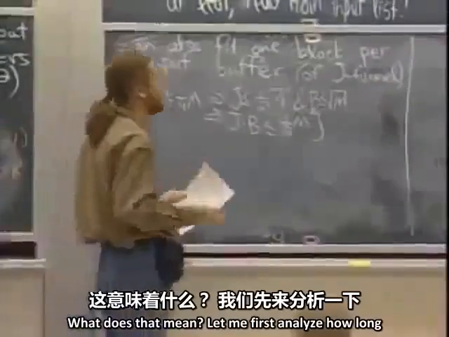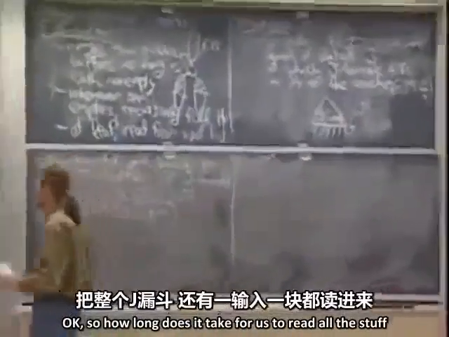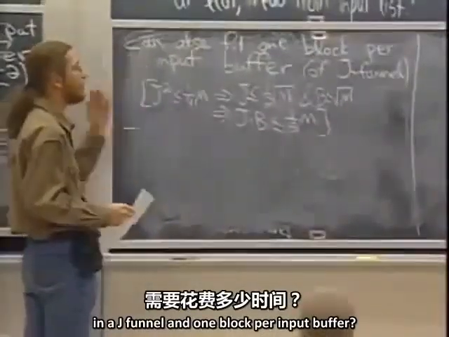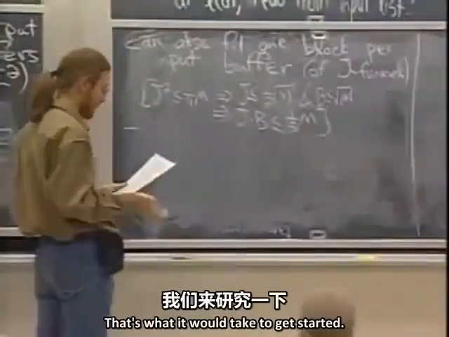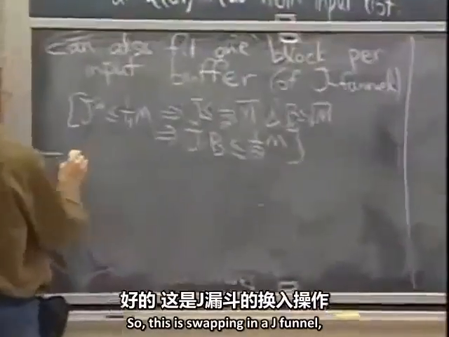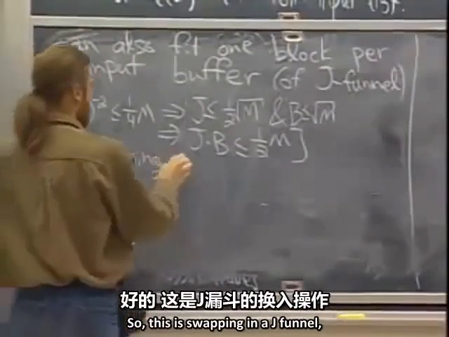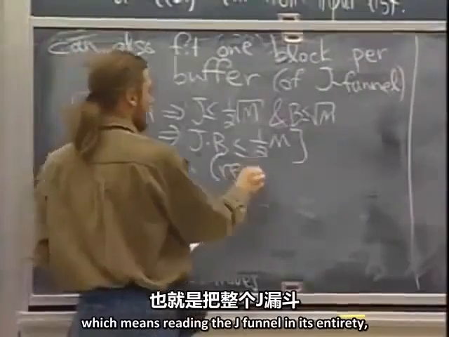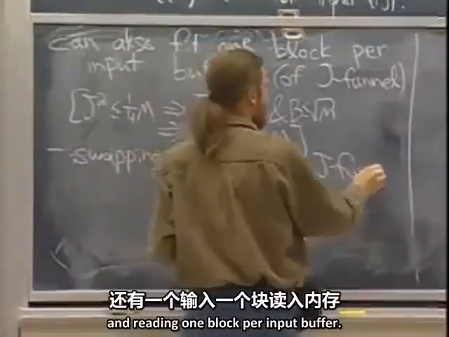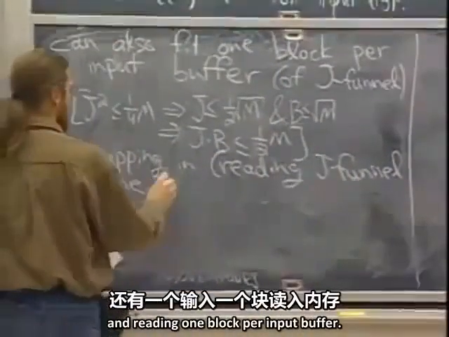Let me first analyze how long it takes for us to swap in this funnel. So how long does it take for us to read all the stuff in the J funnel and 1 block per input buffer? That's what it would take to get started. So this is swapping in a J funnel, which means reading the J funnel in its entirety and reading 1 block per input buffer.